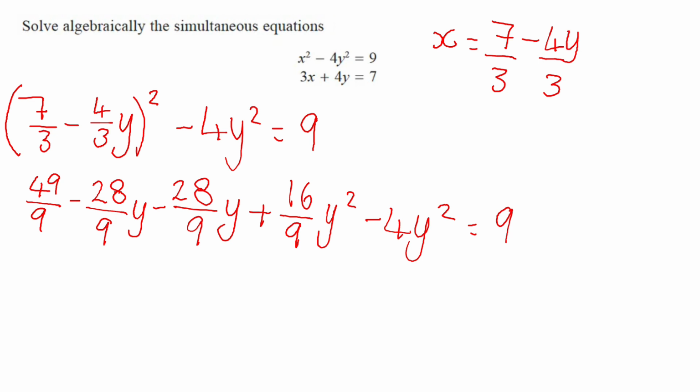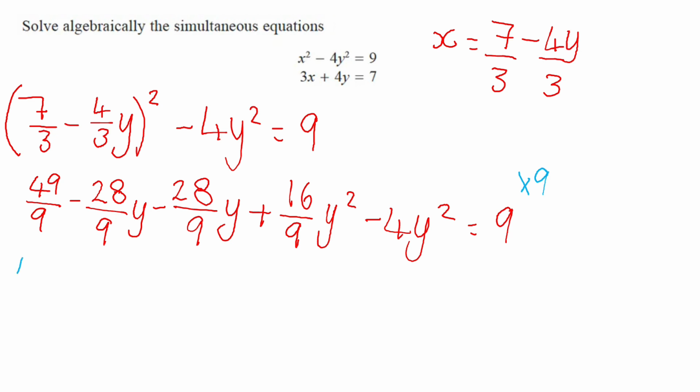Now what you could do is now start to collect the like terms together. Because you have a calculator, you can check the addition and subtraction of any fractions. But to make our life a little bit easier, what I'm going to suggest that you do is, because all of these denominators are 9, what we can do is multiply every term by 9. Now, if we do that, it will get rid of all the fractions and it just makes it a little bit easier and nicer to work with.